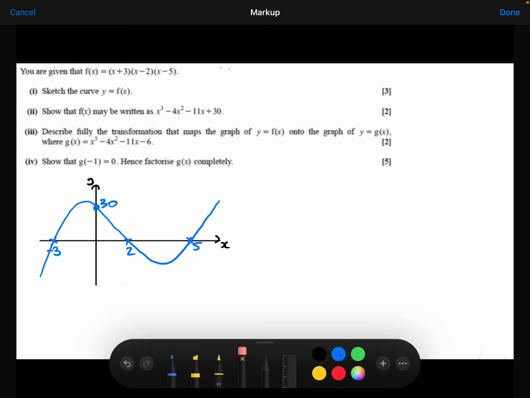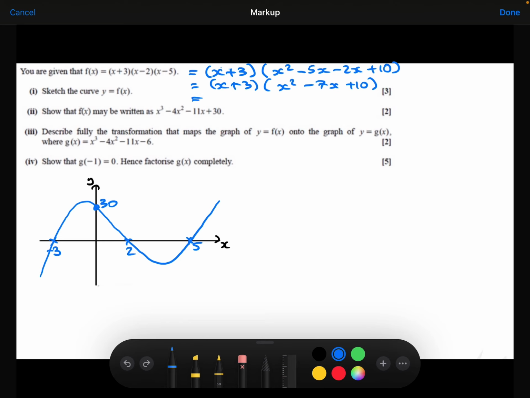Part II, show that f(x) can be written in that form. So I'm going to expand these brackets. Let's leave the x + 3 for now, and let's expand out the x − 2 times x − 5, which will give x squared minus 5x minus 2x plus 10, which will simplify. We can collect up the minus 5x and the minus 2x to be minus 7x.